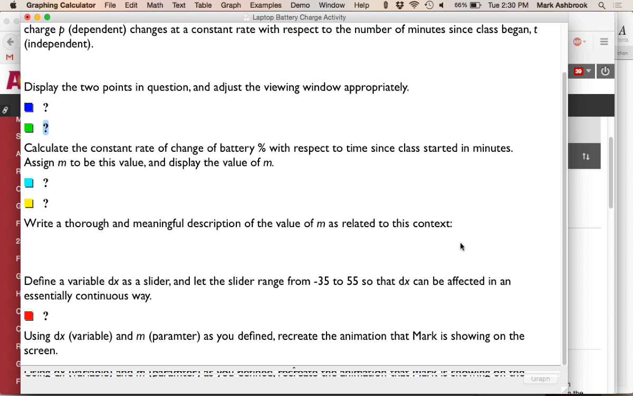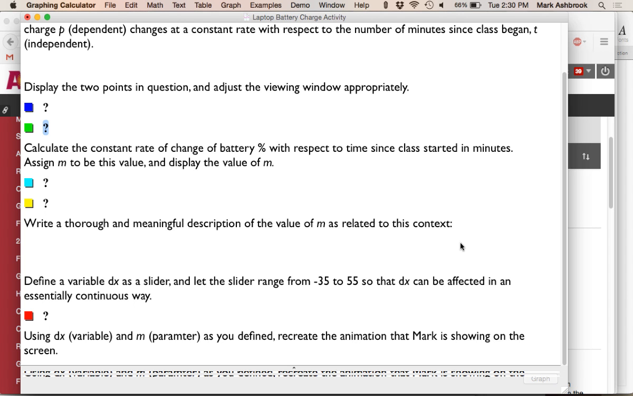And then we want to define a variable dx. So this is a character string. We have to recall how we talked about turning strings of characters into a single variable. We did do that in the first GC assignment, so recall that and practice that. But as well as making that string a variable, you're also going to make it a slider that ranges from -35 to 55, so that dx can be affected in an essentially continuous way. So work together on that, as a group, you should be able to come up with that, or I can help you.